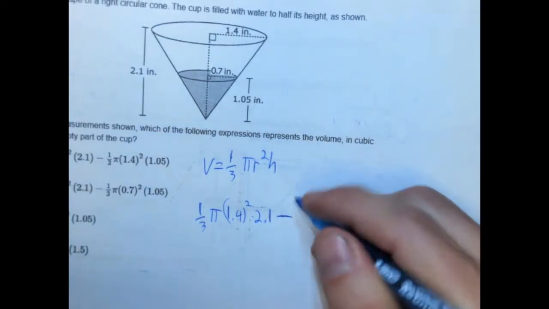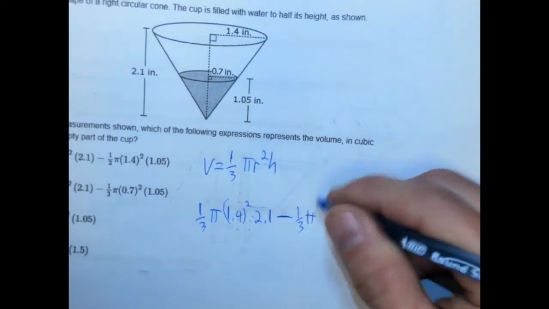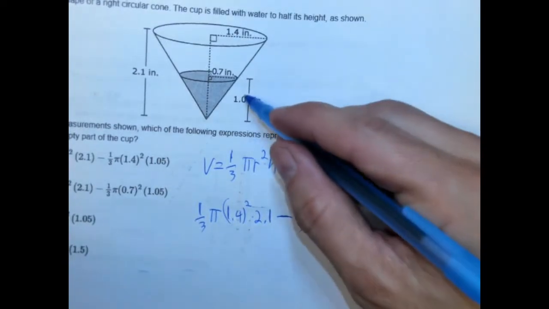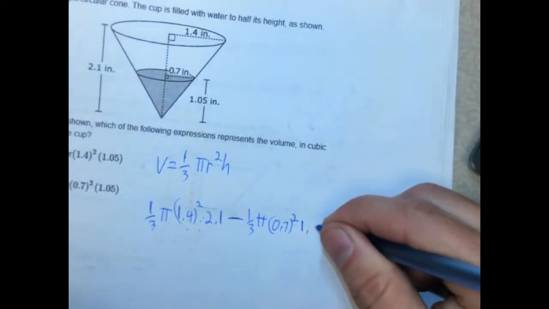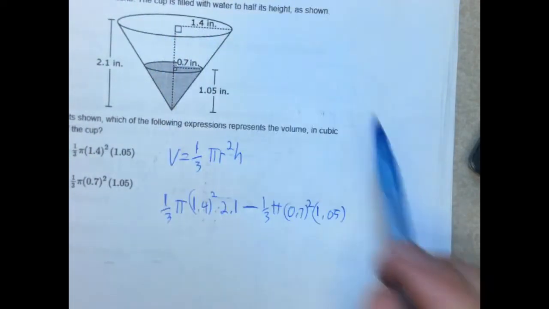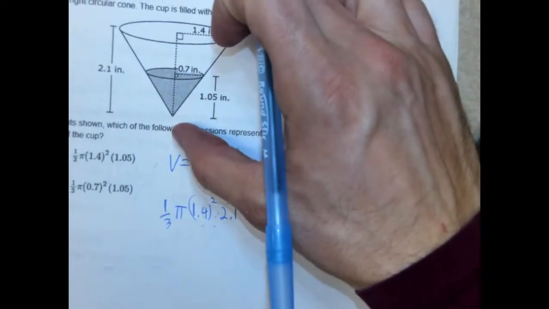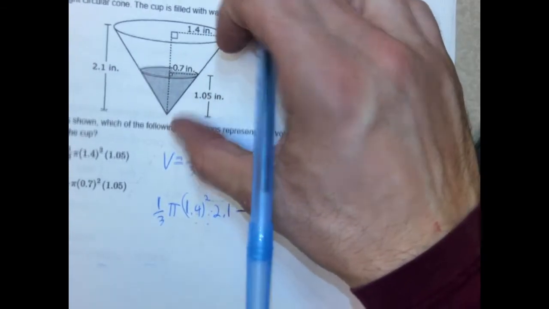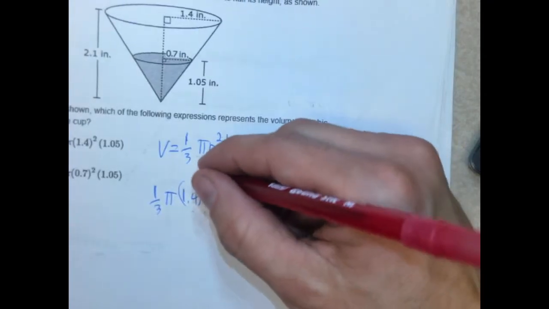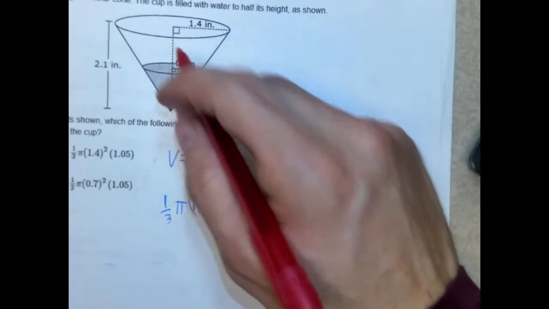And then we're going to subtract from that the volume of the small cone, which, okay, so 1/3 pi, and the radius is 0.7 inches, so 0.7, and that's squared. And then the height is 1.05. Okay, so that expression represents the volume of the empty part. It looks really crazy, but conceptually, you just have to remember it's the cone itself, that volume, and take out of that the volume of the water. That's what this represents. So this is the big, and this is the water. So if you take the water out of the big, it should give you the difference, which is the empty.